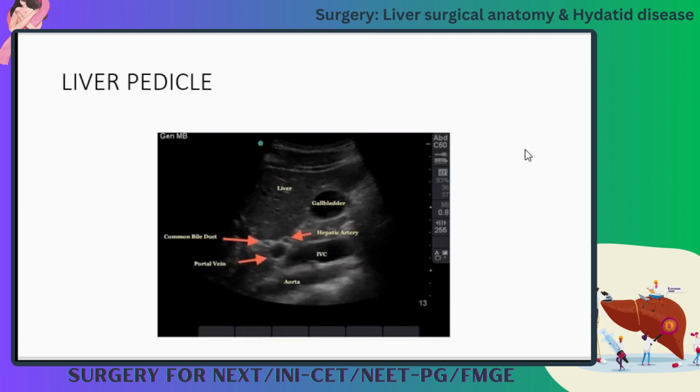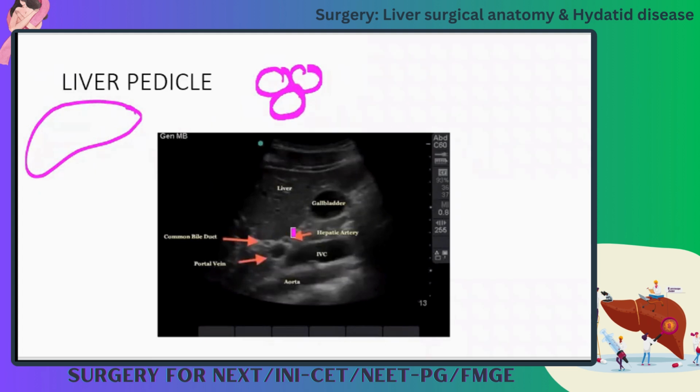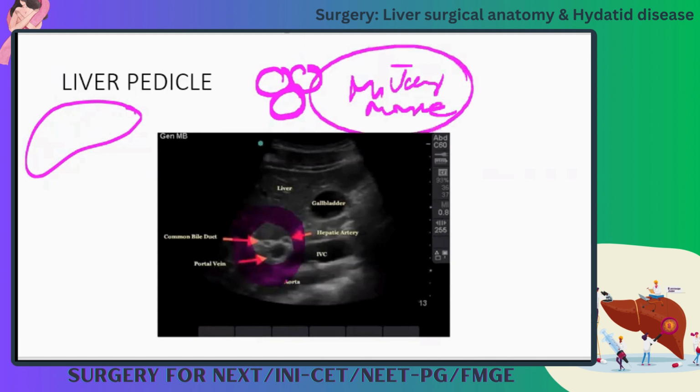So now look here, this is the ultrasound picture. If you take an ultrasound, we have the common bile duct, we have the hepatic artery, we have the portal vein. What is it looking like here? Portal triad. Yeah, portal triad, but what is it looking like? Mickey Mouse appearance. This is the Mickey Mouse sign, classic Mickey Mouse sign in ultrasound. It should appear like that only. The common bile duct is above, beside it is the hepatic artery, and below it is the portal vein. We have this Mickey Mouse configuration. Okay, this is the liver pedicle.